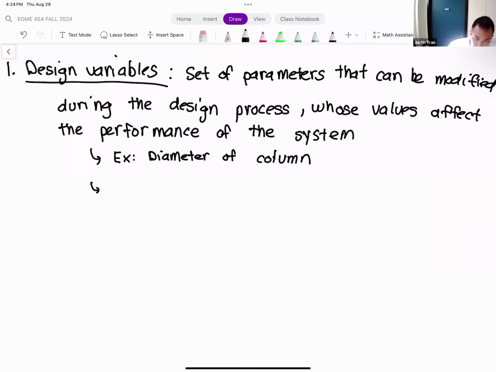Let's do another visual example just so you can see. We're not going to formulate this into an optimization problem. I just want to illustrate it to you. Let's look at a gear pair.